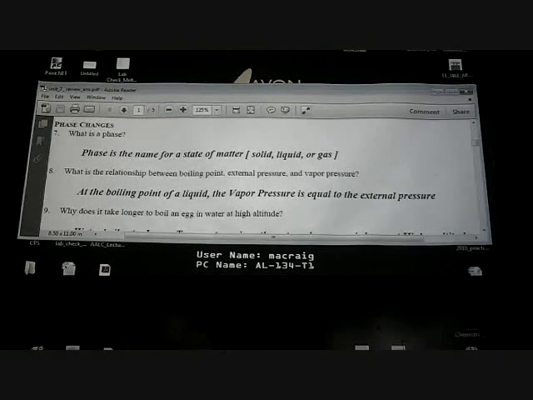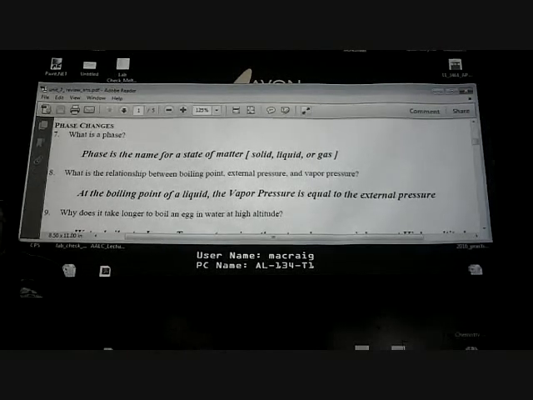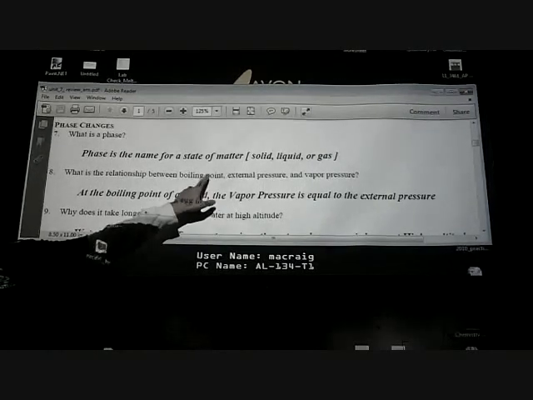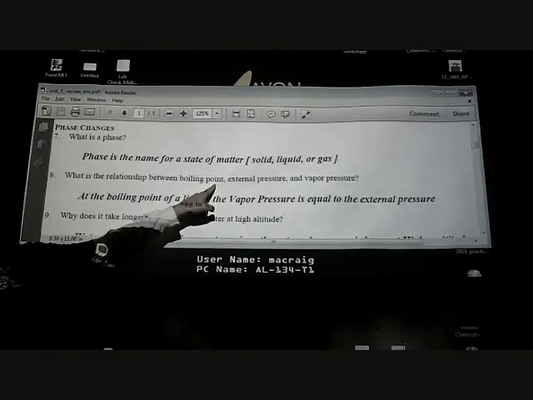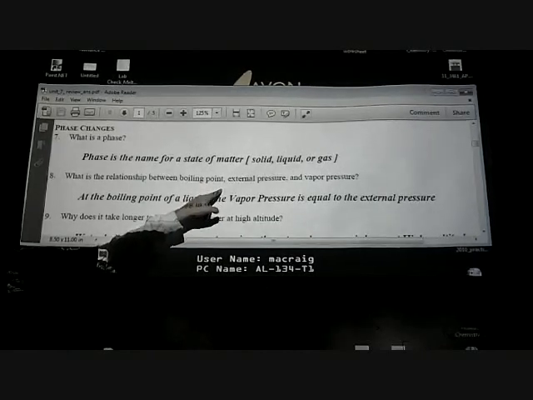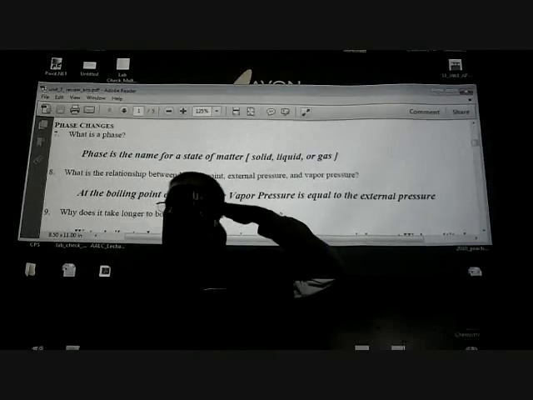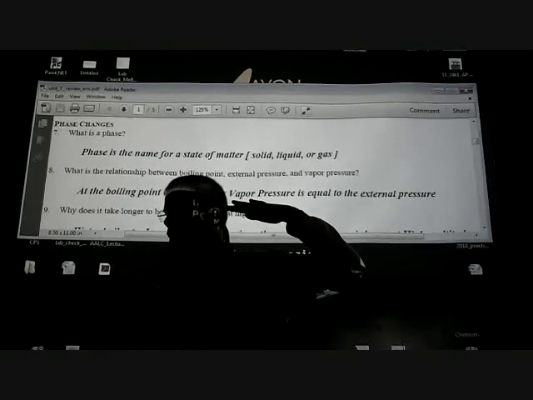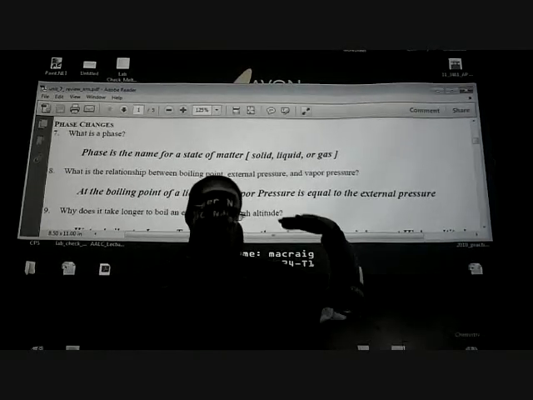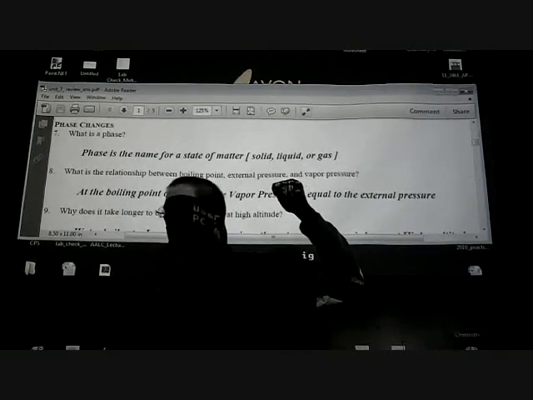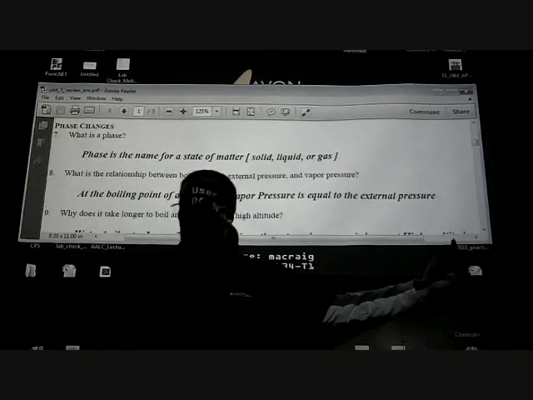Why does it take longer to boil an egg in water at high altitude? Exactly. Based on the last question, based on the external pressure. Even though water may boil at a lower temperature and sooner at a higher altitude, the water's not as hot. So it takes longer to cook an egg.